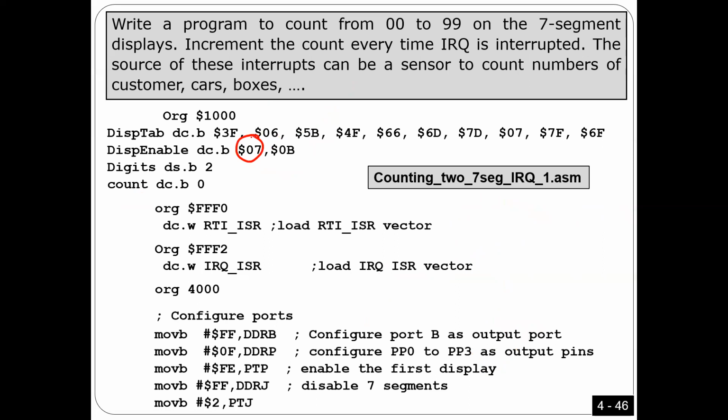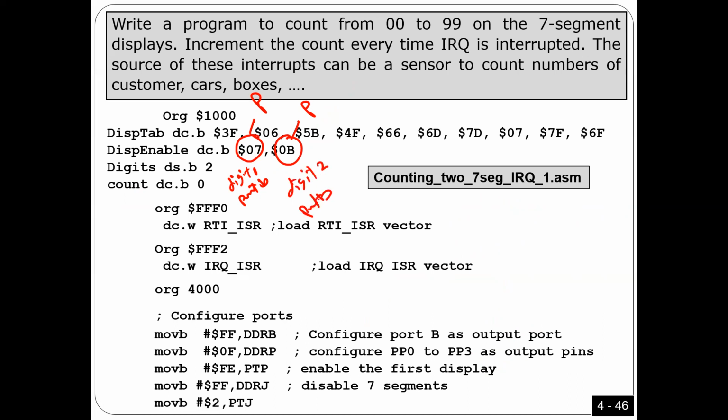In one interrupt, I have to output this one, and also I have to output digit number 1 on port P, and this one on port P. And in another interrupt, in the next one, this one has to go to port P, and I have to output digit 2 on port B.